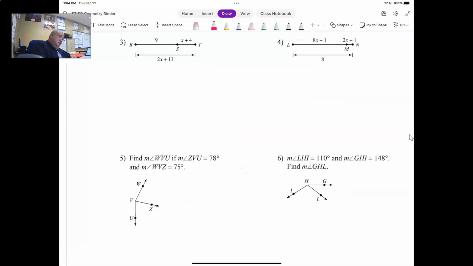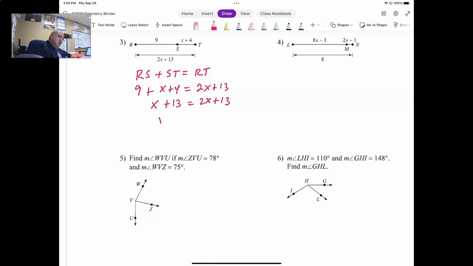Number 3, once again, we're trying to find x. RS plus ST equals RT. RS is 9 plus ST is x plus 4. And RT is 2x plus 13. Combine like terms. So we have 9 plus 4 gives you 13. x plus 13 equals 2x plus 13.